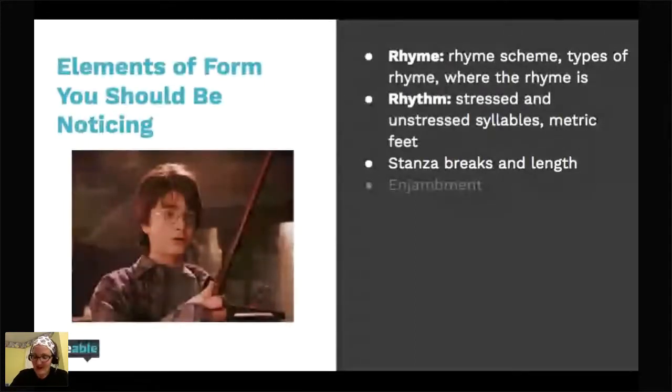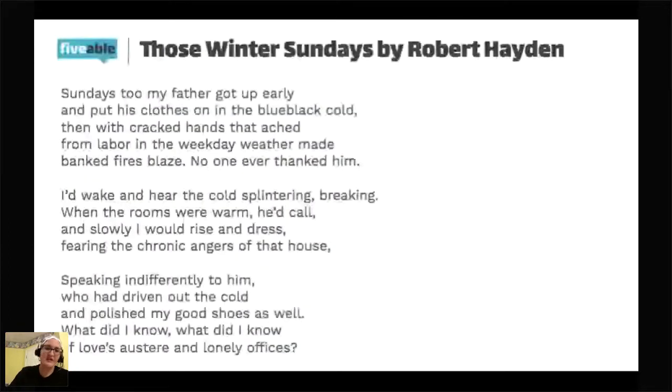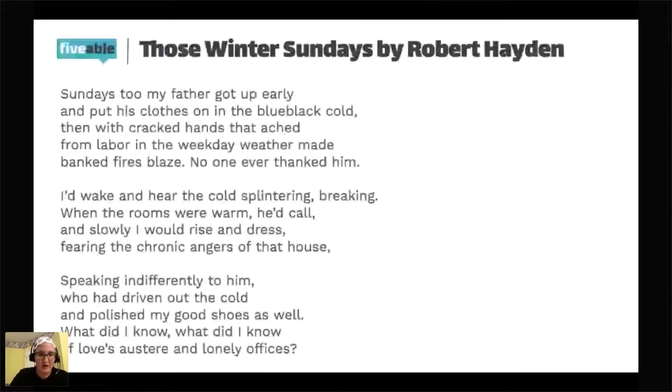Enjambment kind of goes with line breaks. In case you don't remember what enjambment is, I'll go to the next slide as well. Enjambment is when a poet splits up a sentence and goes into the next line, and usually that's not separated by a comma. I'll show you an example. This is the poem that I was looking at last time when I was with y'all. The enjambment here appears actually in the first two lines.